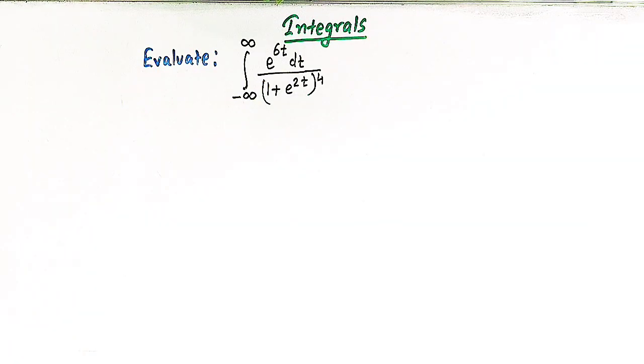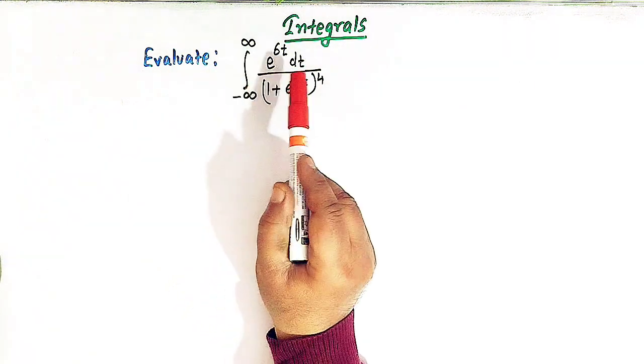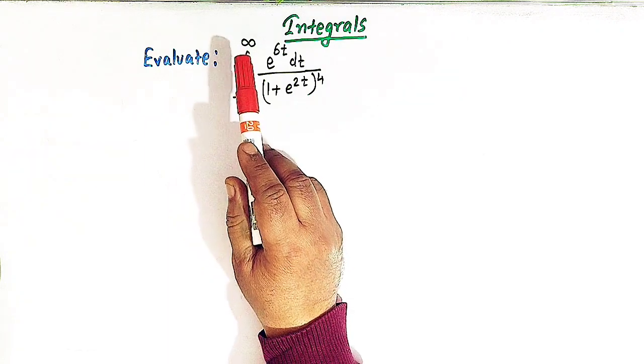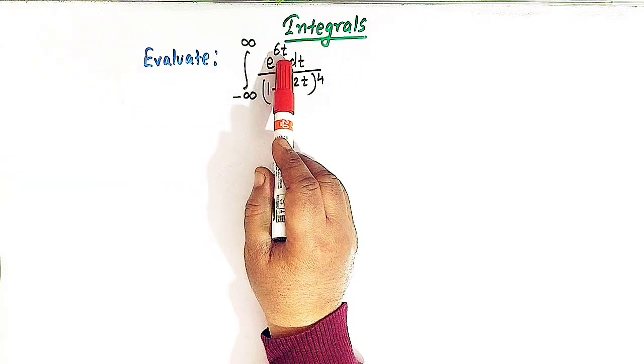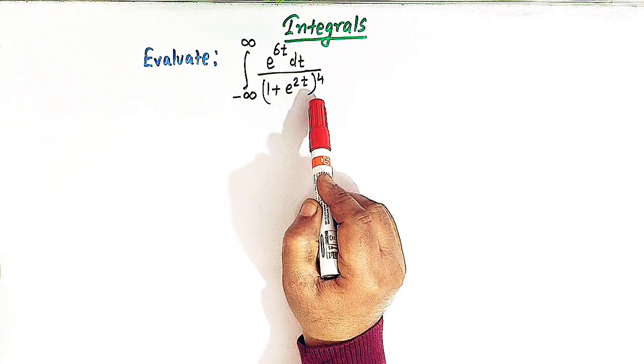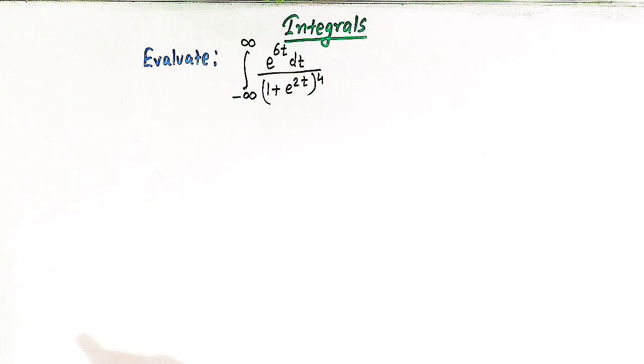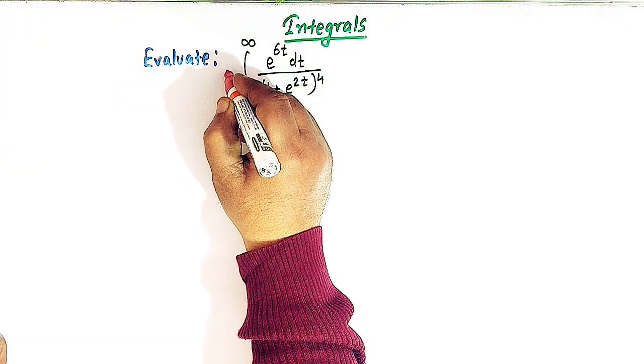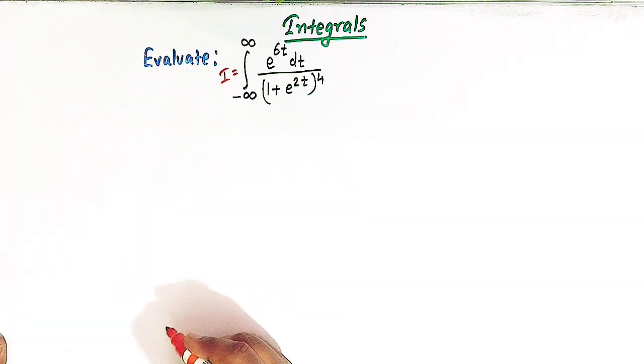Hello viewers, in today's session we are going to discuss another important and conceptual problem from integrals, right? So here in this class we are going to evaluate this integral from minus infinity to infinity of e raised to 6t dt over 1 plus e raised to 2t, raised to power 4, right? So let us start. First we'll call this integral I, and we are going to solve this integral by the method of beta and gamma functions.